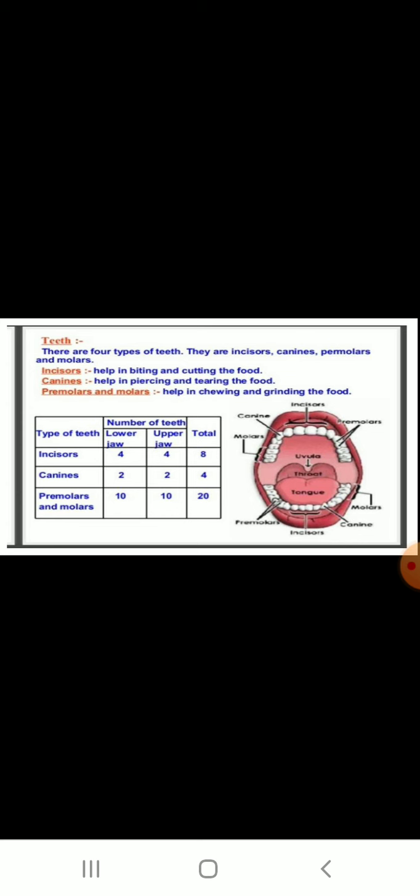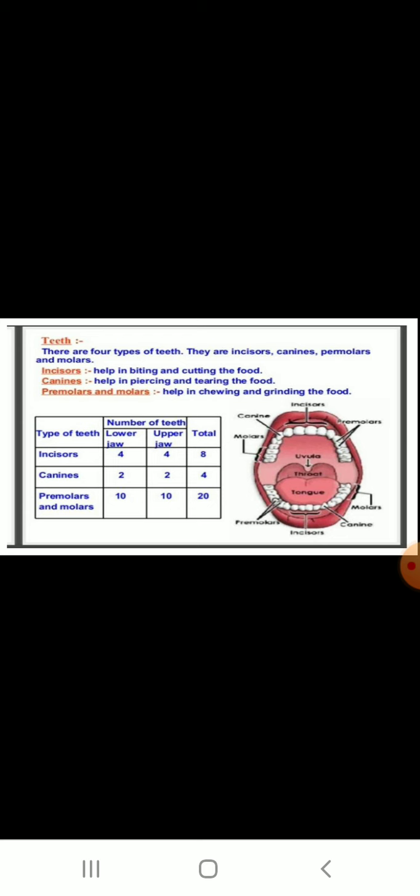But permanent teeth are the ones which are very important. So the four types of teeth are incisor, canine, premolar and molar. So what will these important teeth do? First one, incisor. Incisors help in biting and cutting the food. In the picture you can see incisors, which help in biting and cutting the food. Canines help in piercing and tearing the food.